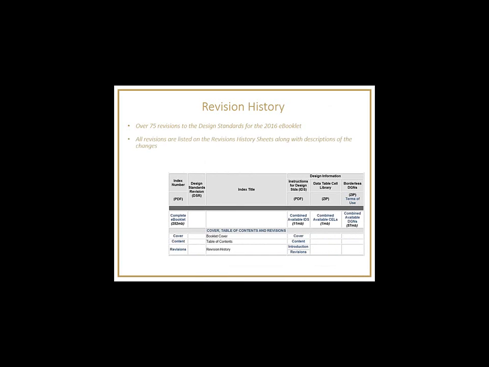And finally, I want to address the revision history. We had over 75 revisions to the design standards for the 2016 e-booklet. All the revisions are listed on the revisions history sheet along with the descriptions of the changes. Going back, whenever you pull up the e-book itself, you can take a look at the left side here under index number. We're going to have what's called revisions. Click on the revision sheet, and then you'll pull up a sheet that's similar to this.